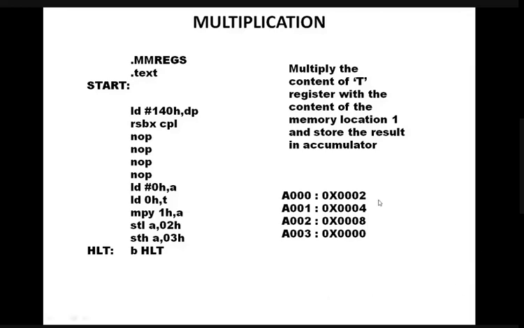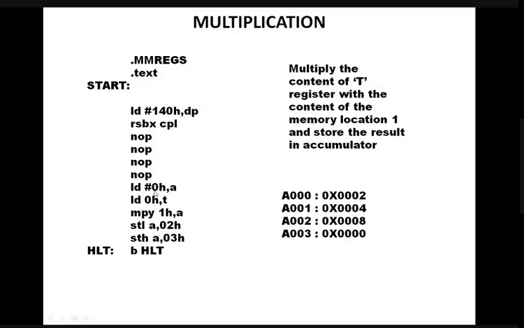Here the input data is 4 and 2. So 4 into 2 is 8, and 8 is stored in A002, and the MSB is 0. That's why A003 contains 0. This is what we are supposed to do by using the 5416 processor. So as usual, LD #140H, DP means it is pointing to the A000 address. The data pointer is pointing to the A000 address, that is the MSB 9 bits. Then RSBX CPL and NOP as usual.